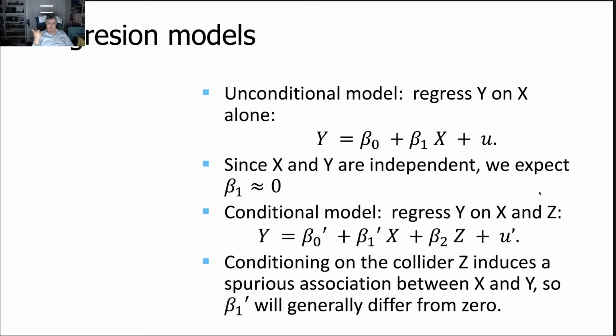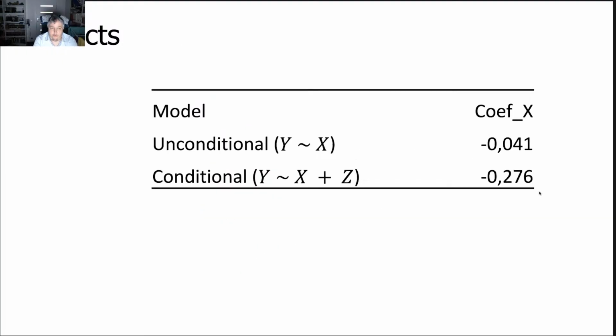However, if we get a conditional model and we regress on both the admission score and the exam score, then we will have a spurious association between X and Y. So B1 will be generally different from 0. For example, if Z were a binary variable, then we would have selection bias, so we just consider people who pass the exam. We could have a relationship that is not really there.